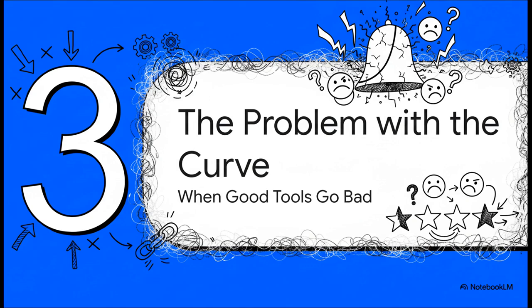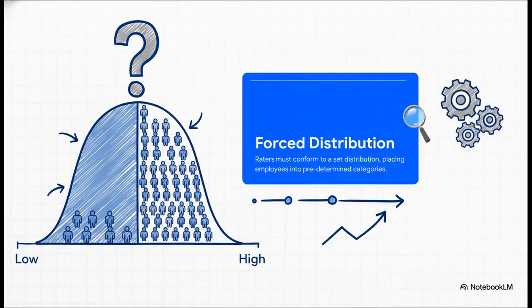And that happens when companies take these ratings and mash them together with a really controversial system. You might have heard of it, the bell curve, or what's called forced distribution. So here's the deal with forced distribution. A manager is literally told, hey, you have to label 15% of your team as rock stars, 70% as average, and the bottom 15% as, well, the bottom. The whole system is balanced on this one giant assumption that performance naturally looks like a bell curve.